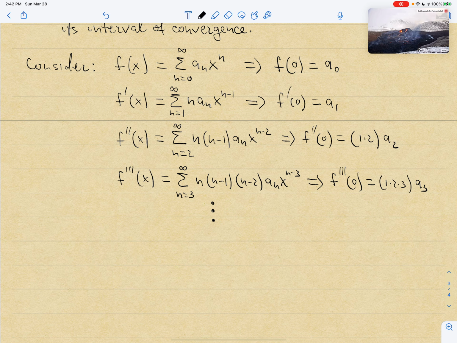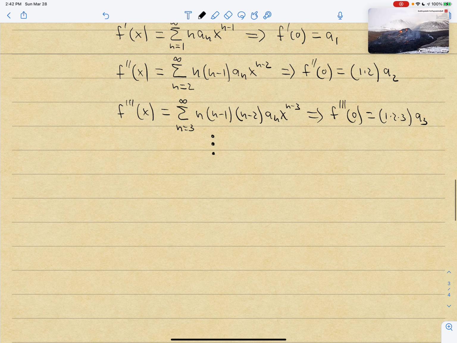And now what is going to happen if I do this k times? So if I take the kth derivative of f of x, what's that going to be? It's going to be a sum, right? For f prime, I'm starting from 1, double prime, I'm starting from 2, triple prime, starting from 3. So for the kth derivative, I will have to start from k. So n from k to infinity. And then n times n minus 1 times, etc.